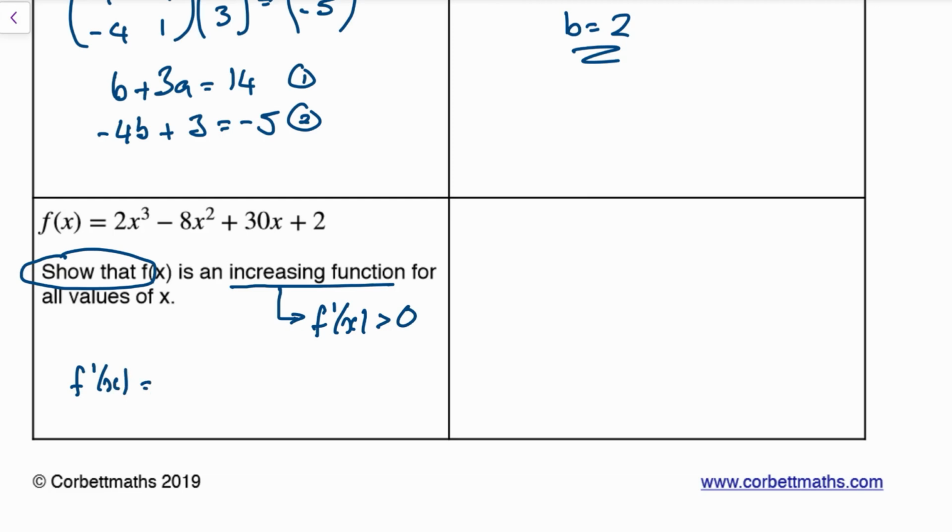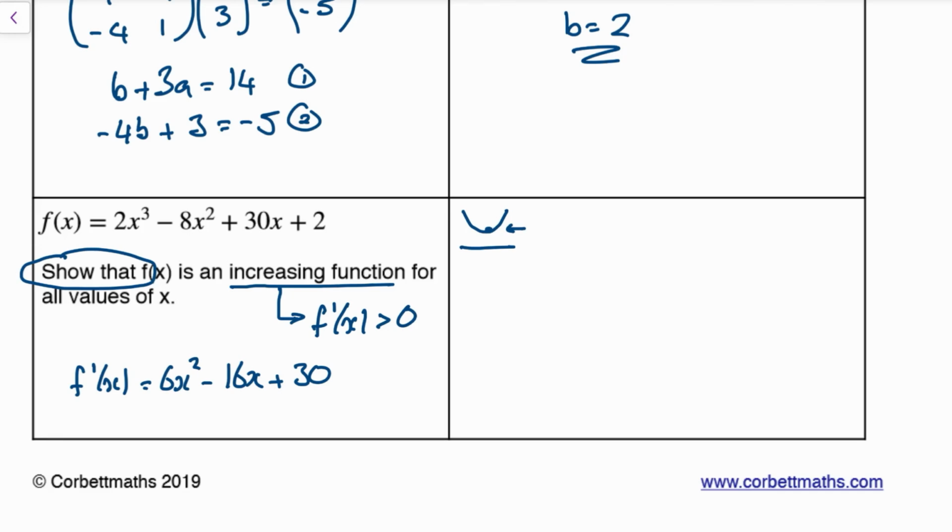So if I differentiate f of x, I get 6x squared minus 16x plus 30. And I need to show that is greater than 0 for all values of x. Now the way I'm going to do that is I need to show that it's a curve that's above the axis. If I can show the vertex is above the axis, it must therefore be the case that all values are above the axis, which means all values are positive, which means therefore it's an increasing function for all values of x.